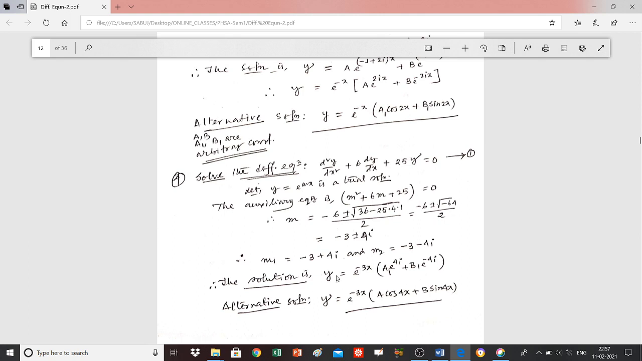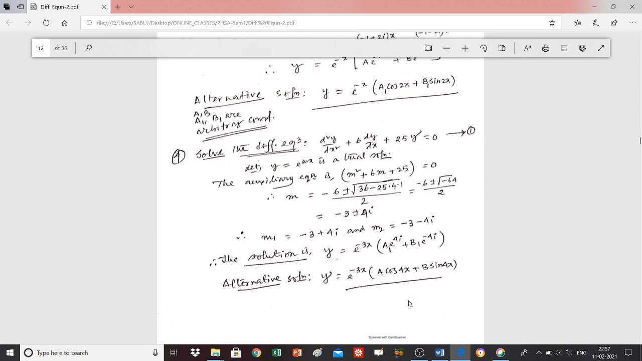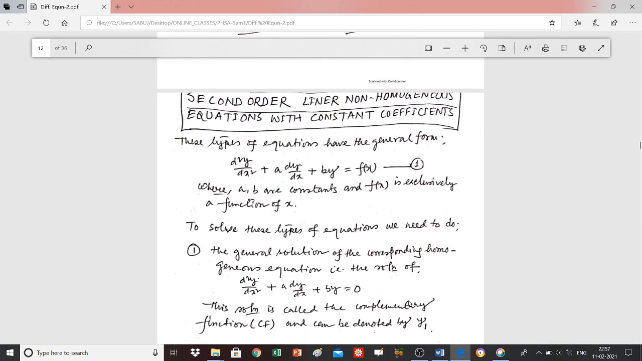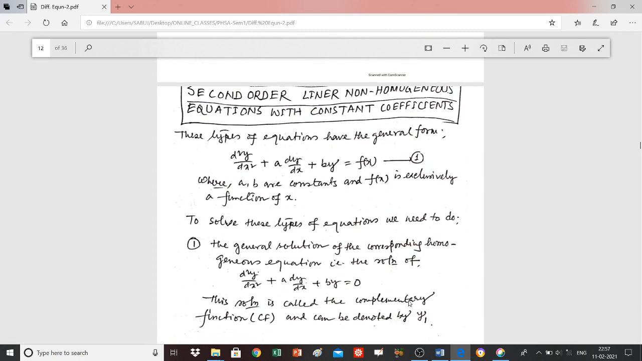So the solution is y is equal to e to the power minus 3x, then a1 e to the 4ix plus b e to the minus 4ix. An alternative solution is there also. y is equal to e to the minus 3x, and in this case this is 4 and this is also 4, so it would be a cos 4x plus b sin 4x. This is the solution.